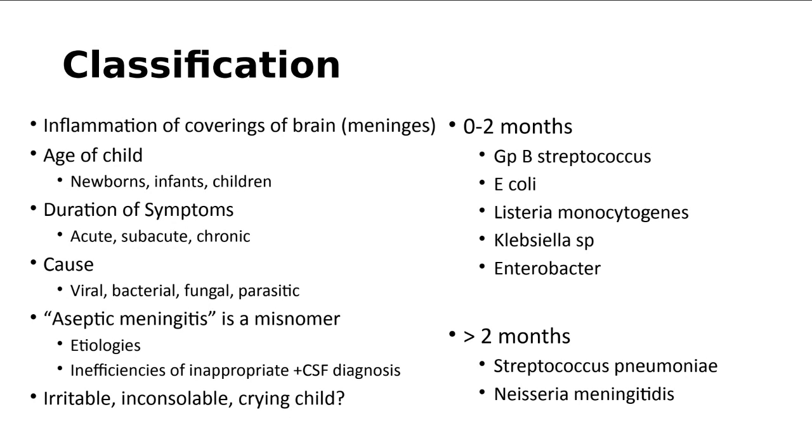Now, in early onset meningitis, the etiological agents, as you can see here, are primarily group B strep, Escherichia coli, Listeria monocytogenes, Klebsiella species, and Enterobacter species.